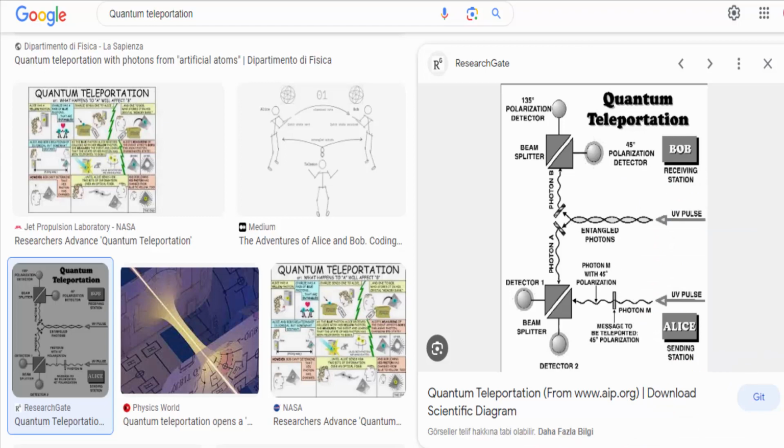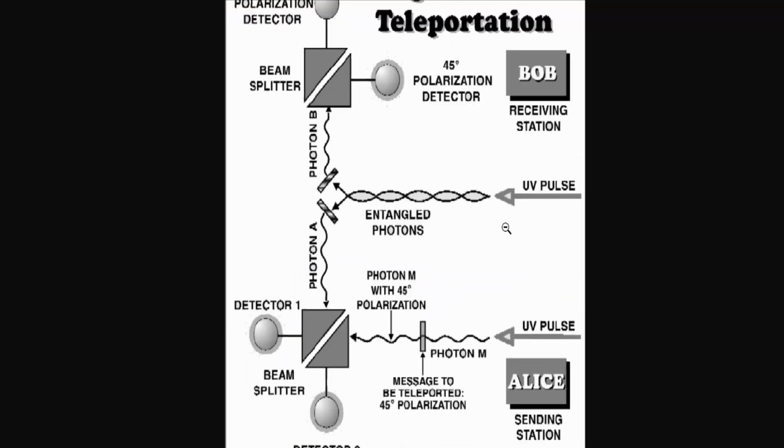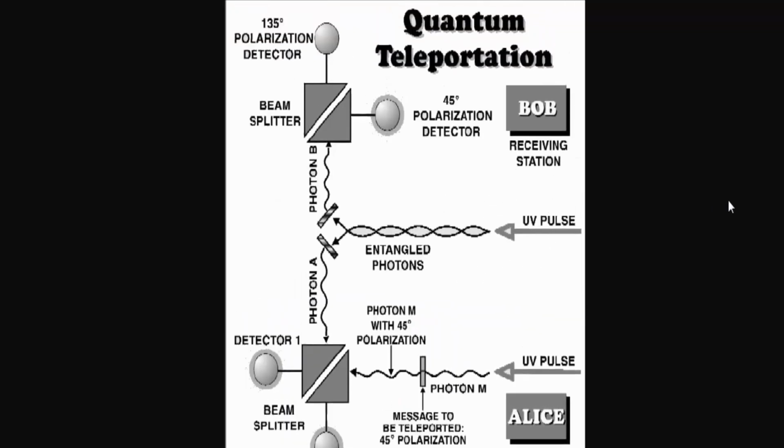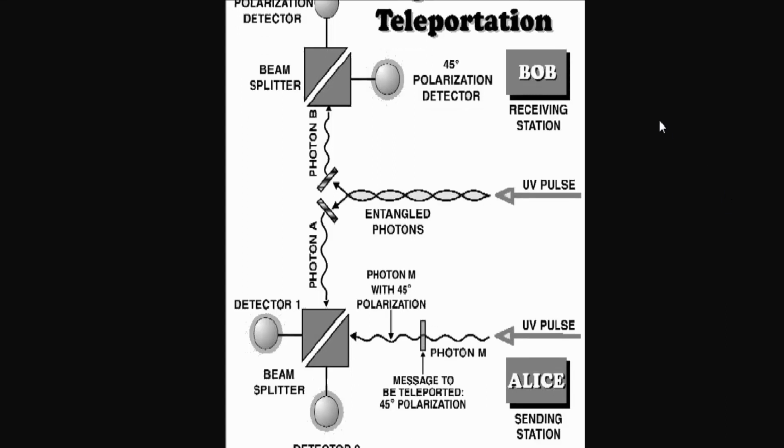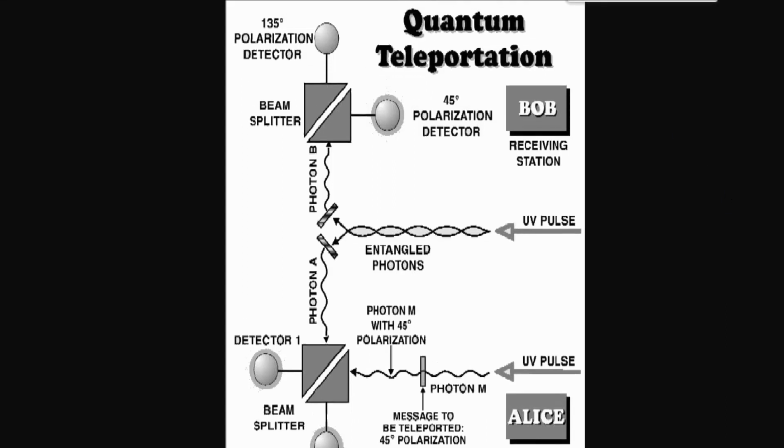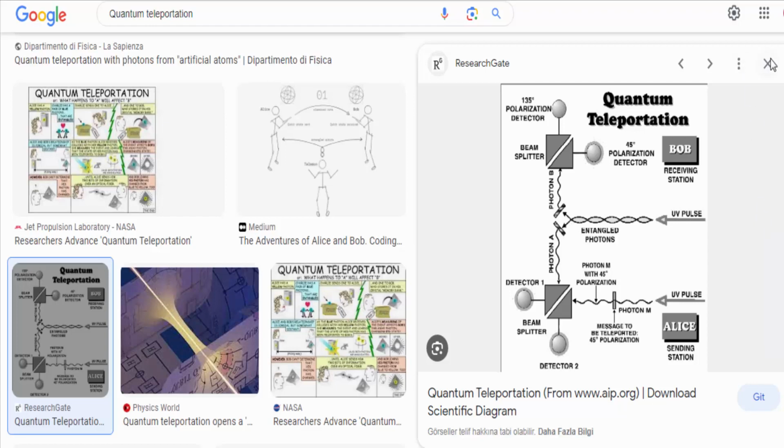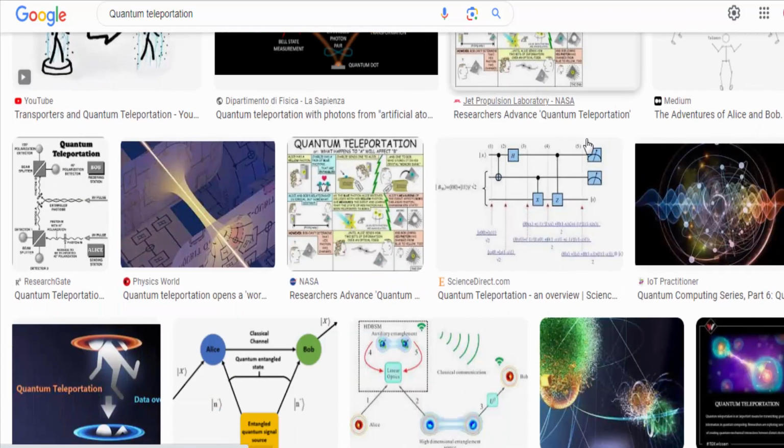Classical communication. Alice communicates the results of her measurement to Bob using classical communication channels. This communication provides Bob with the necessary information to apply a specific quantum operation on his entangled particle.